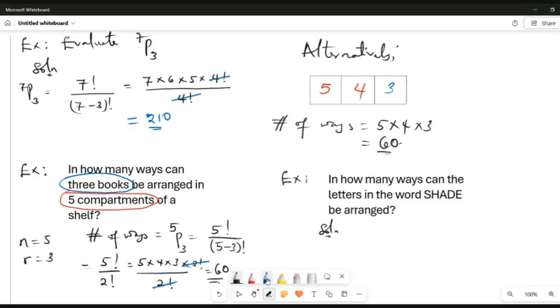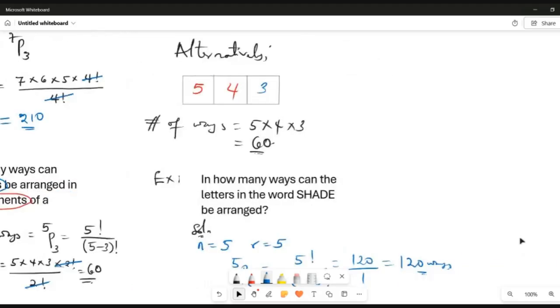The first way is to say that the number of letters you have is 5, and you're arranging the entire 5. So that's simply 5 permutation 5. This is the first approach. And 5P5 is going to be 5 factorial over (5 minus 5) factorial. 5 factorial is 120, if you don't know. 5 minus 5 is 0. 0 factorial is 1. So the final answer is 120 ways. Do you understand? So this is 120 ways.